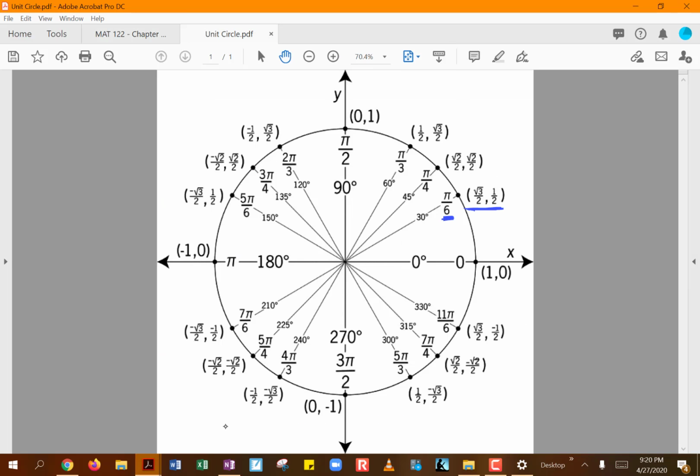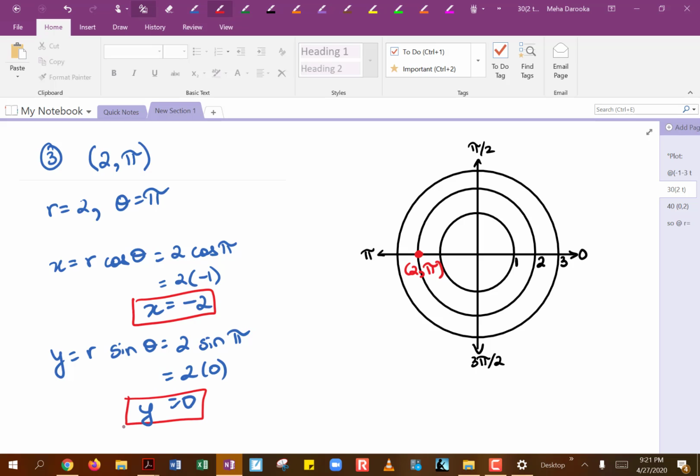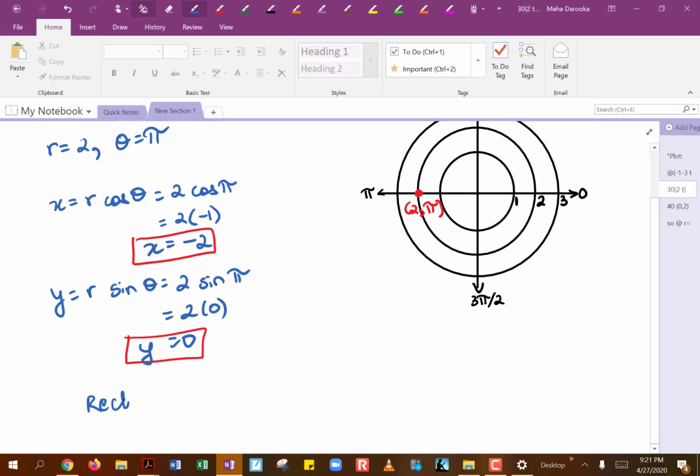So let me just show you on our unit circle. Here's our angle pi at 180 degrees. You can see cosine is -1 and sine is 0 for the angle pi. So this will end up becoming 2 times cosine of pi is -1, which will end up giving you -2. So this is our x value. And then sine of pi is going to be 0, so that's going to be 2 times 0, which will end up becoming 0. So that's your y value. So we've got x equals -2, y equals 0. So this ends up giving us our rectangular coordinates.